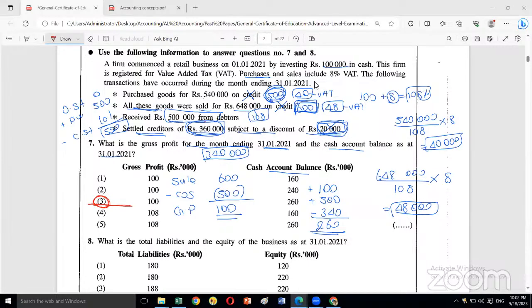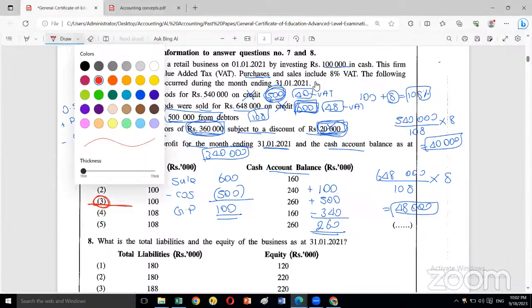Sir, can you explain the cash account balance? I didn't get you. What did you say? Sir, can you explain the cash account balance part again? Okay, sure. I'll explain the cash account balance again.